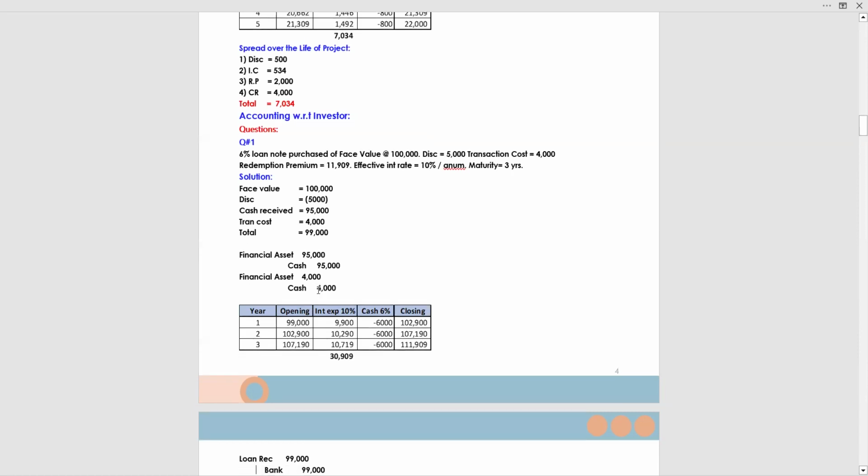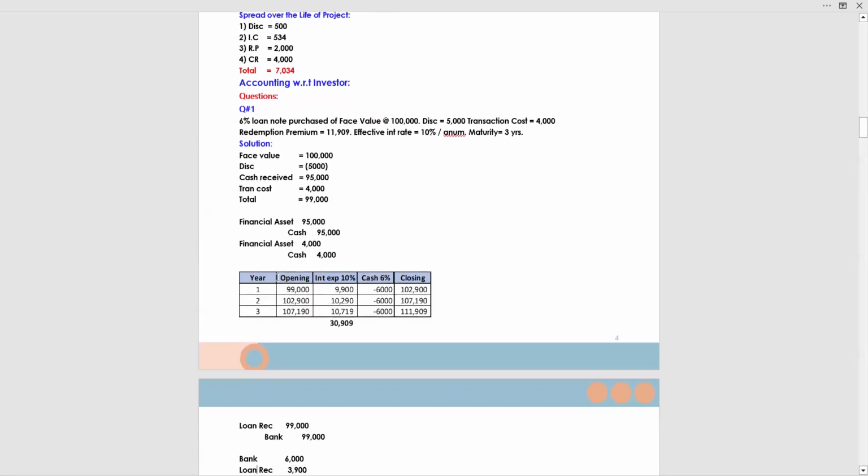Now you are getting the concept of financial asset and financial liability. Previously we solved questions for the financial liability from the borrower's perspective. Now we are solving the financial asset questions with respect to the investor. Year, opening, interest income, cash, closing. 99,000 is the opening on which you apply the effective interest rate, which gives you 9,900. Cash you receive from the borrower is 6,000 at the coupon rate. Coupon rate is 6%. This gives you the closing of 102,900.